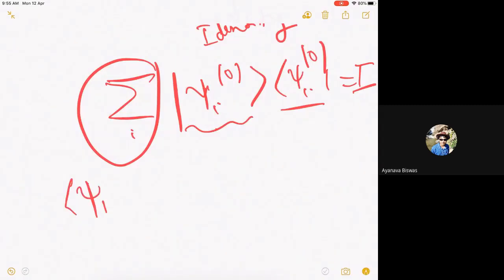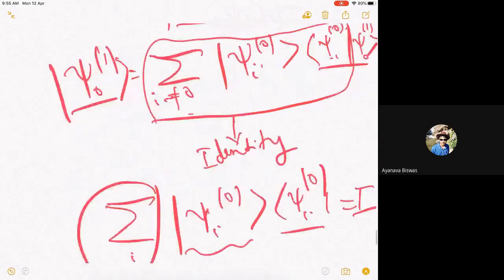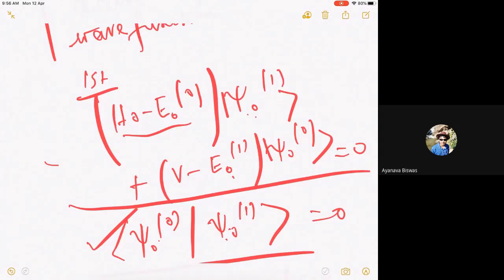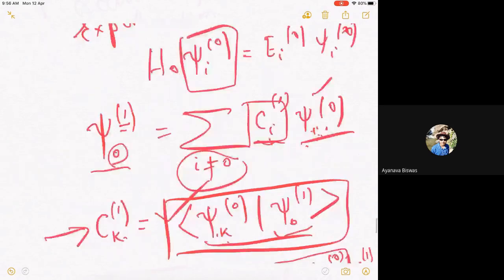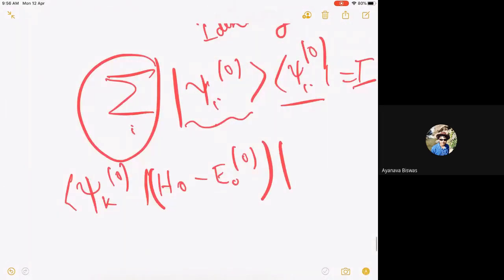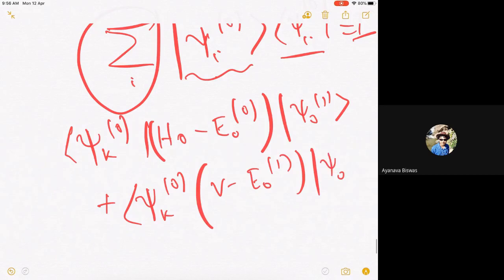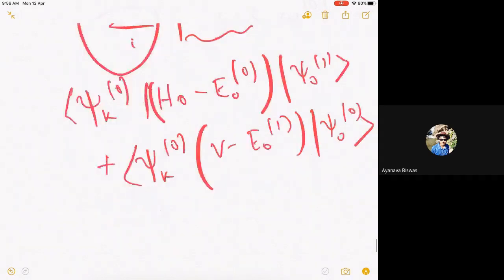So psi k 0, H0 minus E0, 0. This is still the ground state. So remember, since this is the ground state, this remains E0, 0. This will not be k. Only here psi k 0 will come. And then you have a psi 0, 1 plus psi k 0, V minus E0, 1, psi 0, 0 equal to 0. Is it clear?